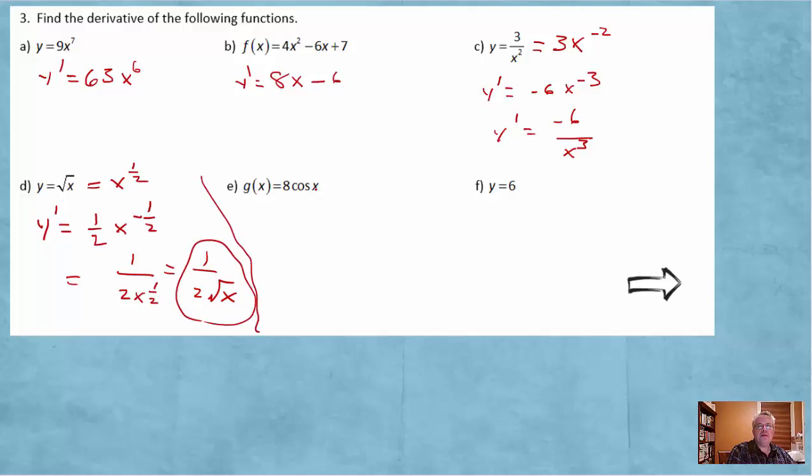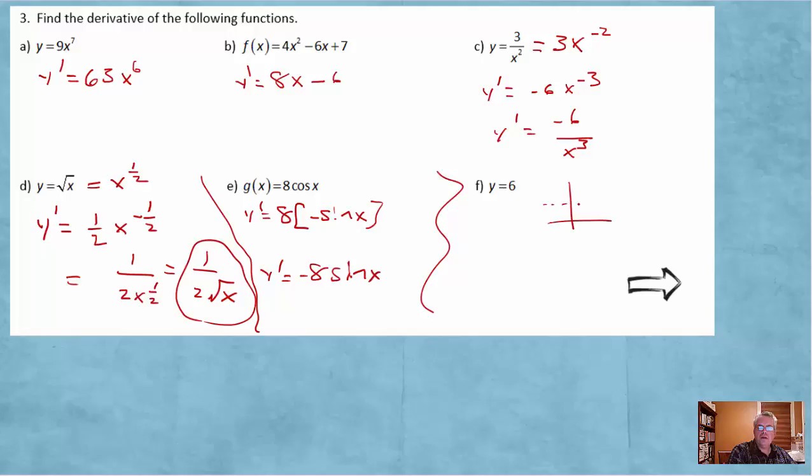All right, this one is not so bad. It'd be 8 times the derivative of cosine x, which is minus sine x. That's y prime. So we get y prime equals minus 8 sine of x. Love those trig functions. All right. This one, y equals 6. That's a constant function. The graph is a horizontal line like that, and its slope is 0. So we should get y prime equals 0. The derivative of every constant function is 0.